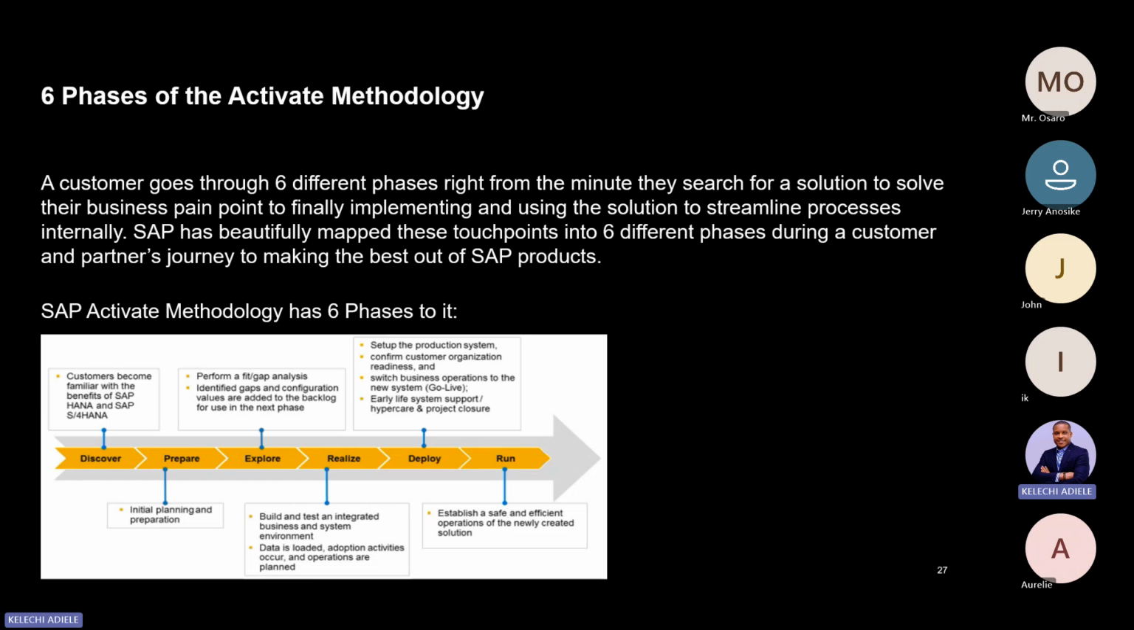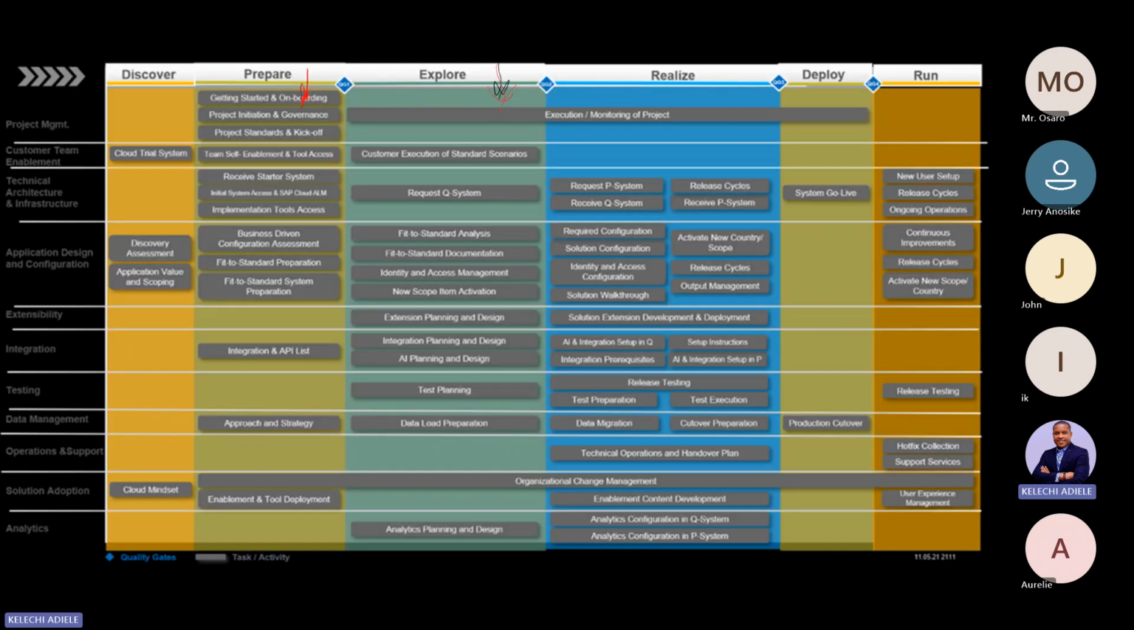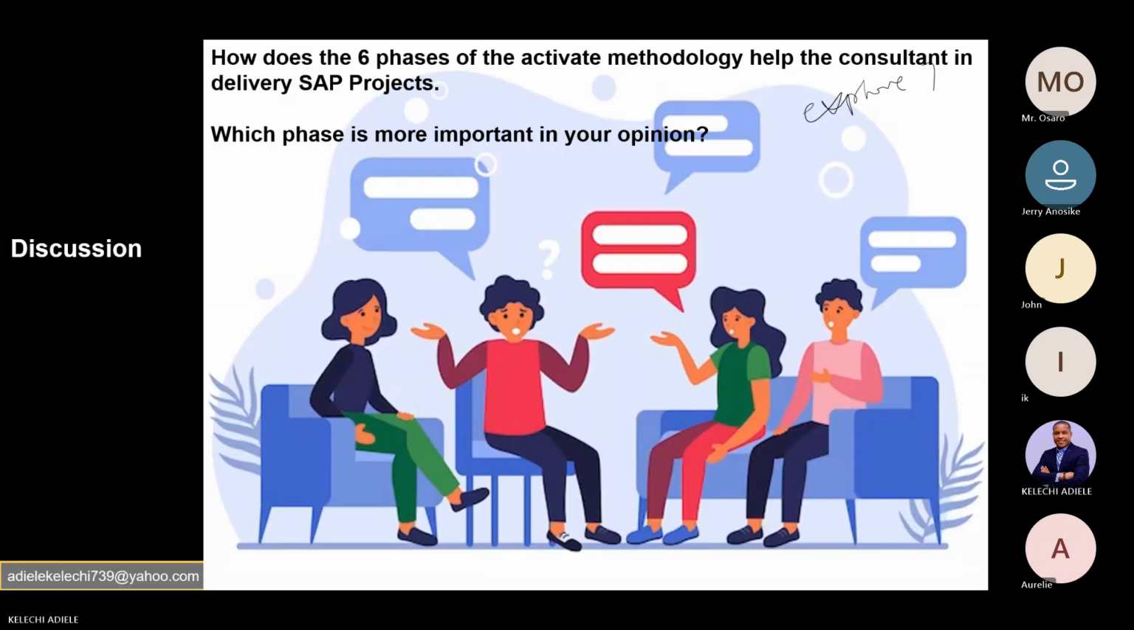Then in the realize phase, we're going to build and test. Then the next phase is to deploy and run. So these are the summary, the key phases we're going to be going through to deploy a project in SAP S/4HANA. This is also a kind of high-level view of what happens in each phase. We have looked at this before.